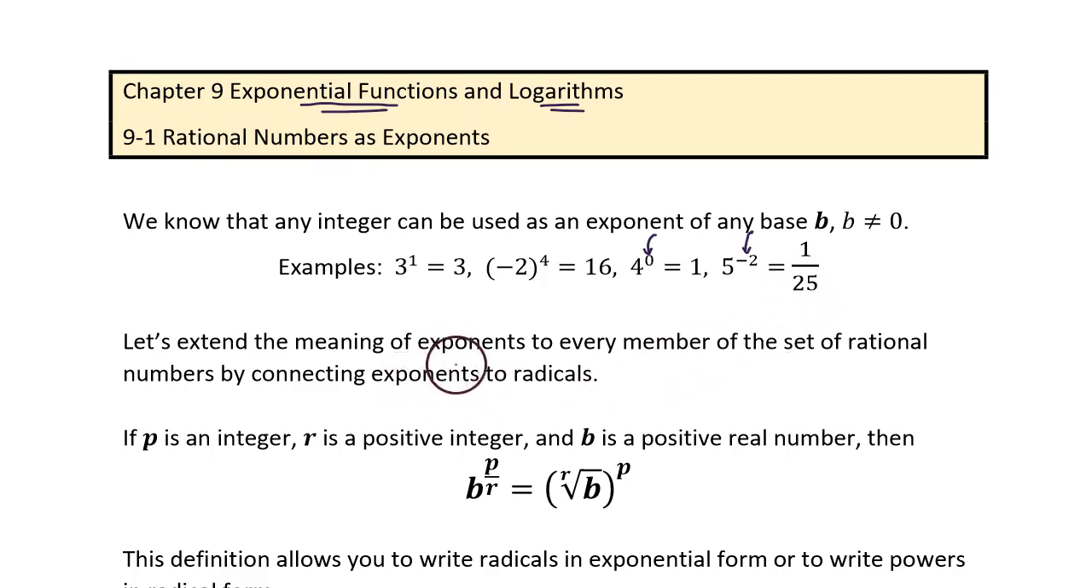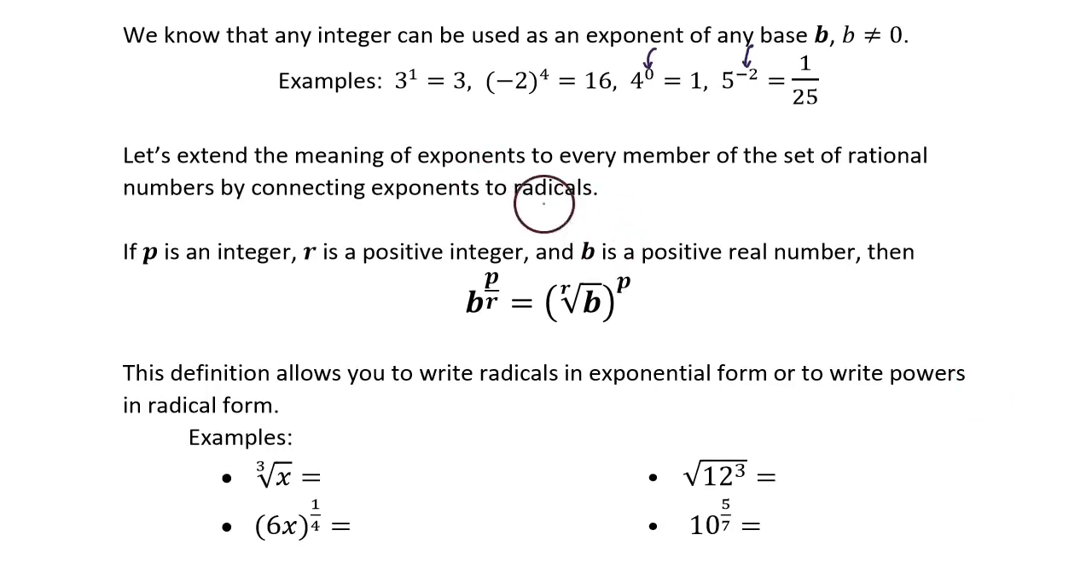Let's extend the meaning of exponents to every other member of the set of rational numbers by connecting exponents to radicals. Recall that radicals were the topic of chapter 7. Radicals involve square root, cube root, fourth root, and so on. If p represents any integer and r represents a positive integer, then this exponential is equal to this kind of a radical.